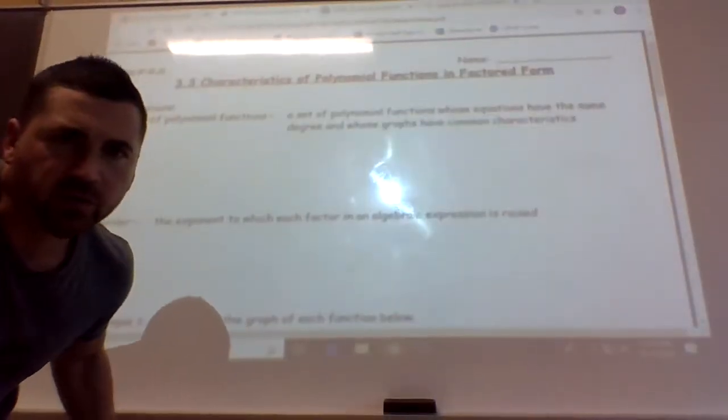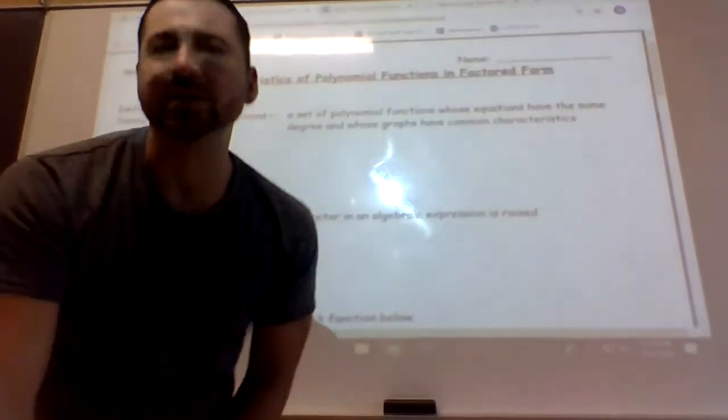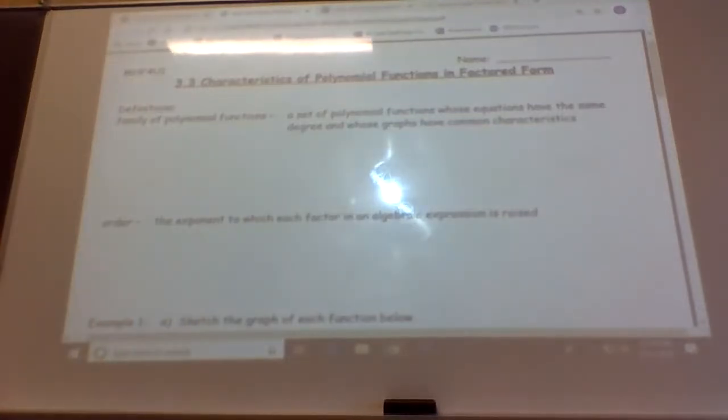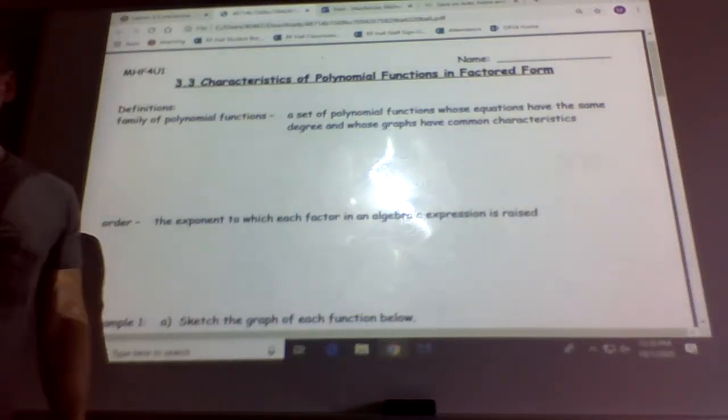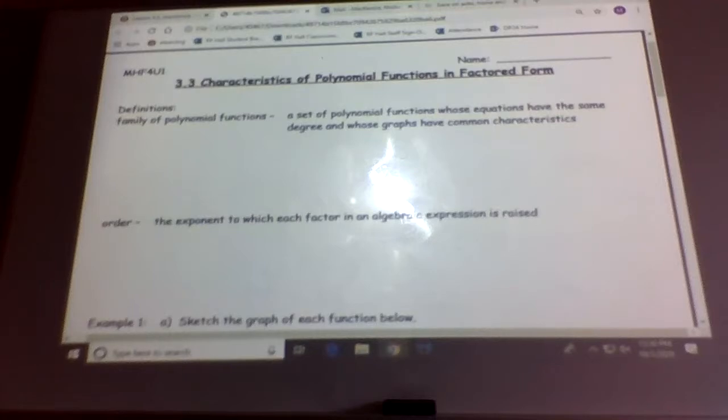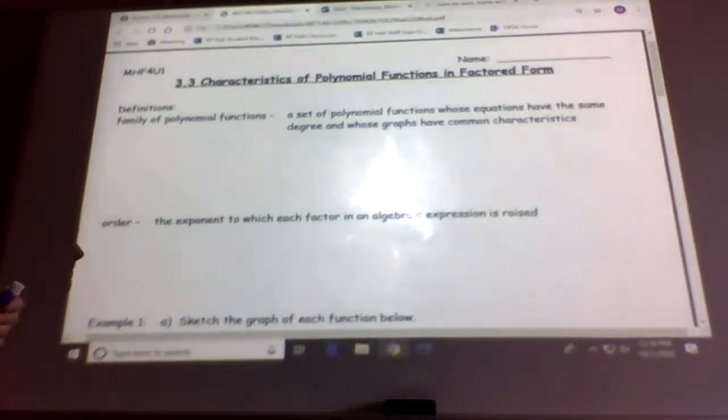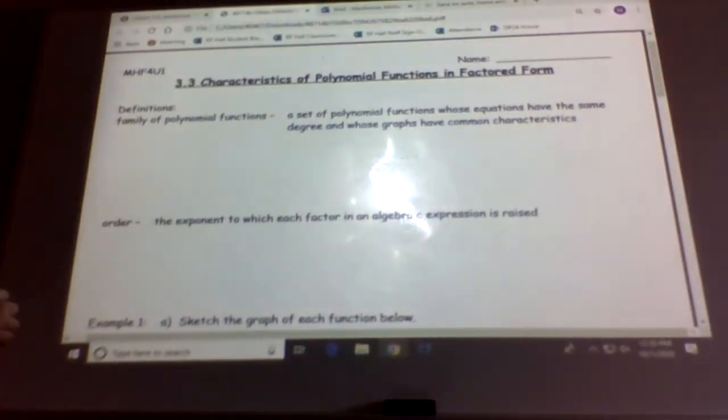Okay, 3.3 characteristics of polynomial functions and factor form. Okay, definition. A family of polynomial functions is a set of polynomial functions whose equations have the same degree and whose graphs have common characteristics.